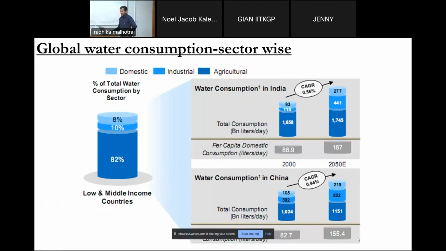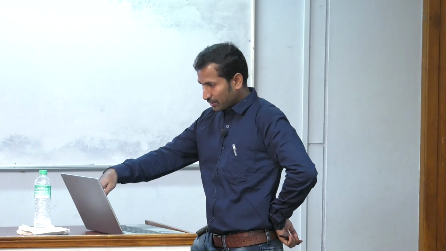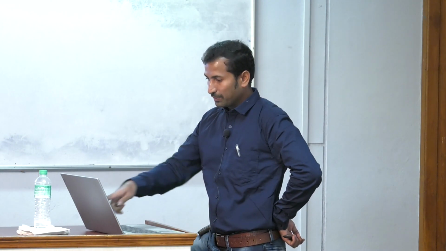So here you see the global water consumption, how much we are especially taking. The water consumption in India is about 277 billion liters per day, and in China, if you compare, we are consuming 219 billion liters per day.